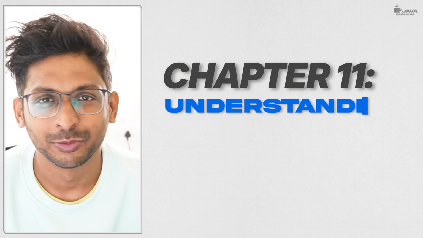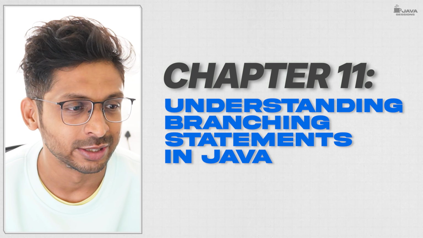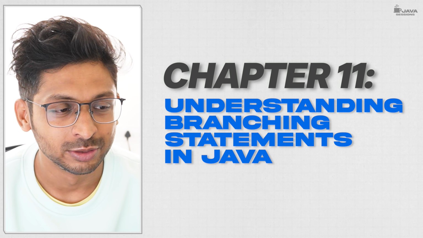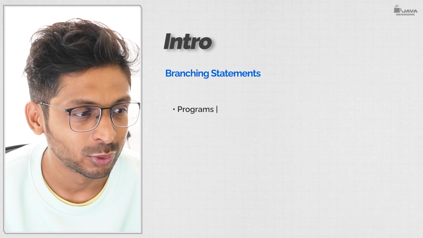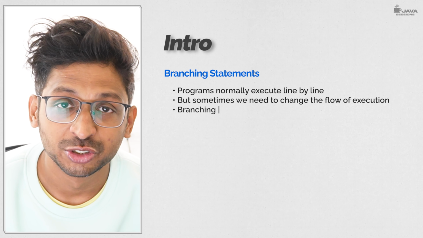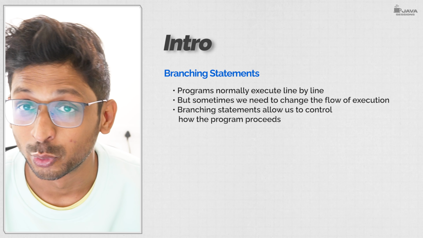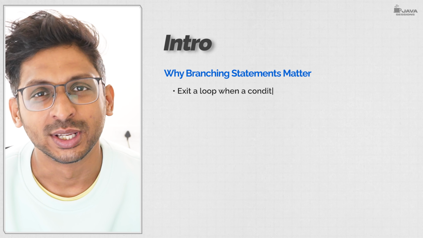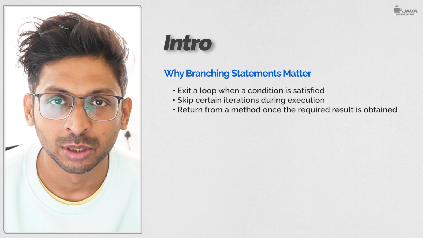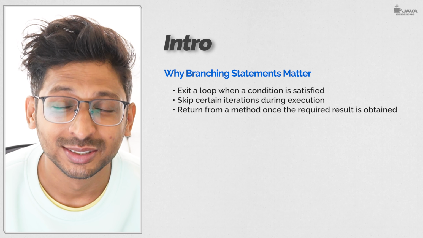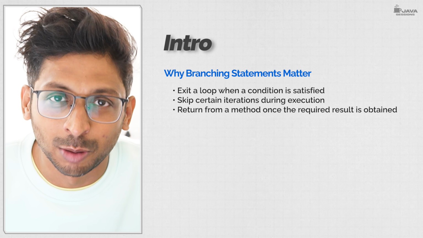Welcome to chapter 11, where we are going to spend some time understanding how to control flow in Java programs, that is, using the branching statements. In every program, there are moments where we need to change the natural order of the program execution. Maybe you want to exit a loop early, skip an iteration, or return from a method once a condition is met. That is exactly where the branching statements come into the picture.